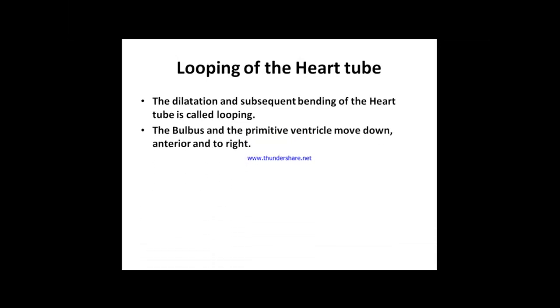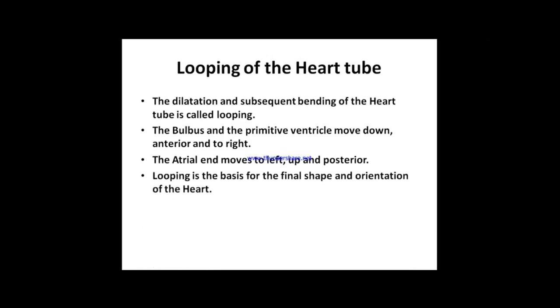The bulbus and the primitive ventricle move downward, anterior and to the right. The atrial end moves to the left, up and posterior. Looping is the basis for the final shape and orientation of the heart. Error in looping will cause defects like dextrocardia. Normally the heart is tilted at its apex towards the left side. Whenever there is a defect in looping, that means looping occurs in a reverse direction, it will cause the heart to tilt toward the right. It's called dextrocardia.